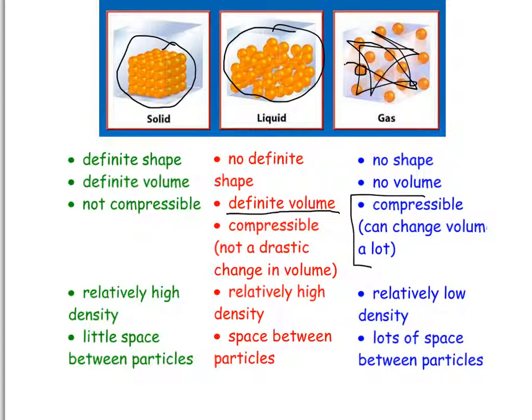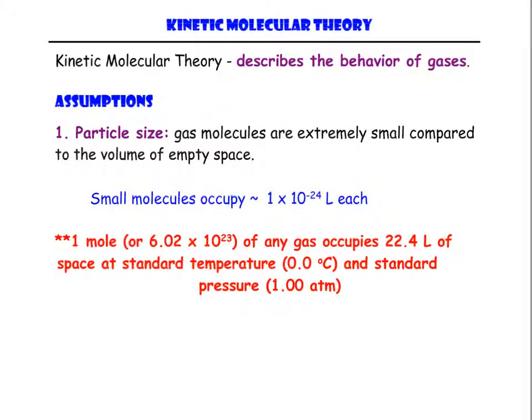When you squeeze that balloon, you are compressing it, you are pushing those molecules closer and closer together. And that is because in a gas, there's a ton of room between all of the molecules, as you can see in this picture. So when you're squeezing something, you're just pushing those molecules closer together, and they start to fill in that empty space. So what kinetic molecular theory, often referred to as KMT, does is it describes the behavior of gases.